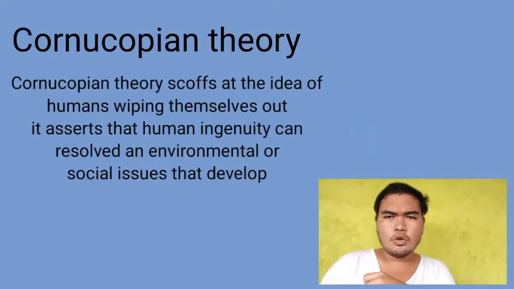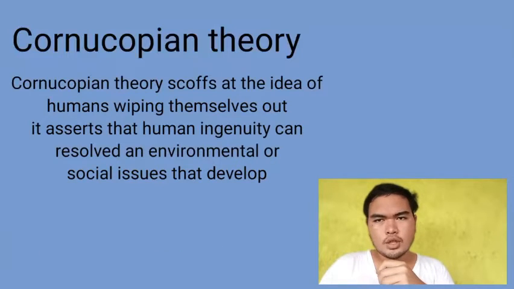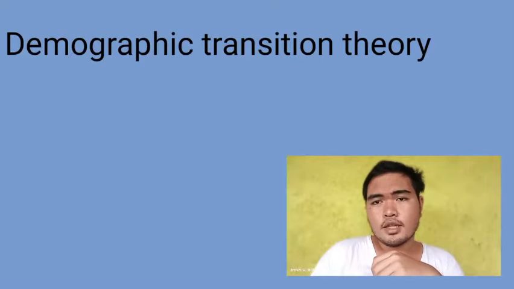Cornucopian theory scoffs at the idea of humans wiping themselves out. It asserts that human ingenuity can resolve any environmental or social issues that develop. And the most probably correct theory is the demographic transition theory.